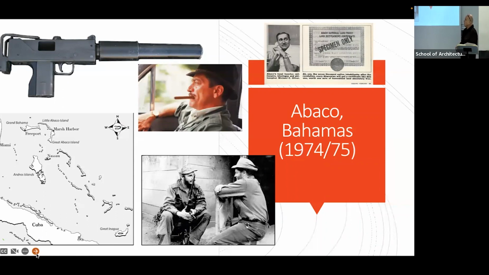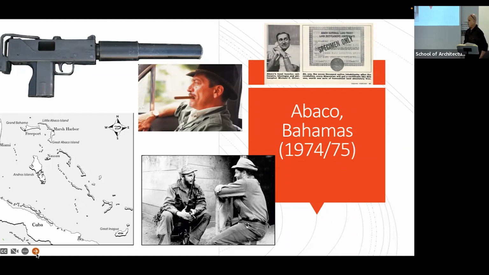projects, right? And so here was a case in which Oliver and his backers were attempting to support a secessionist movement in the islands in the north. You see Little Abaco and Great Abaco in the north of the Bahamas there. The Bahamas was slated to become independent in 1973, and the inhabitants of Abaco wanted to stay part of the United Kingdom. They didn't want to leave for independence.